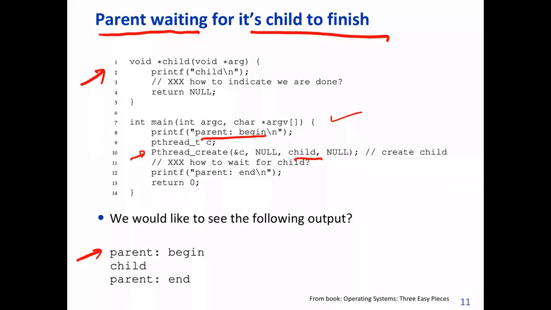Now the child will do nothing but print, and then somehow it has to have some primitive, something which will indicate to the parent that I am done.